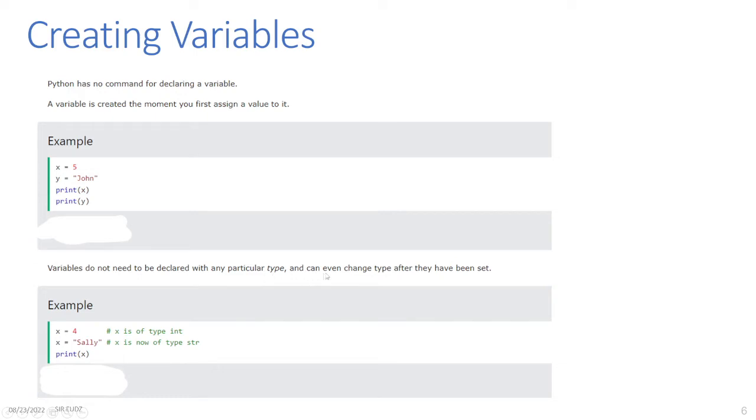They can even change type after they have been set. Just like in this example, x equals 4, so x now is an integer, and then the value of x was changed into a string. So if you print this one, it will print Sally. It was initially created as an integer, but later was changed into a string. So you can do that in Python. In other programming languages, of course, you cannot do that because you have to declare and specify the data type of the variable.